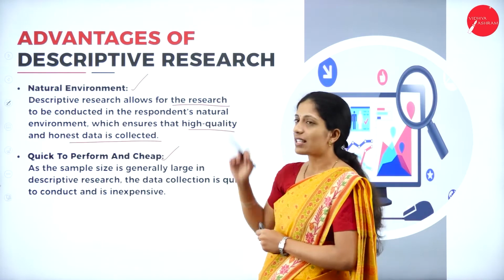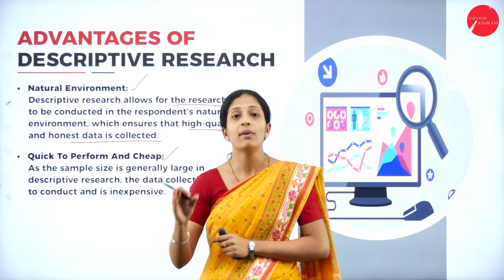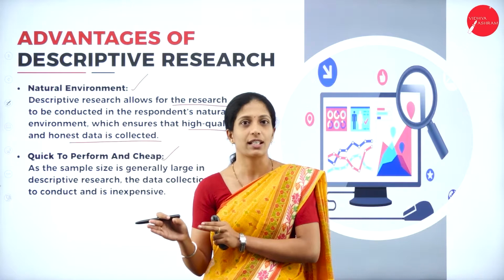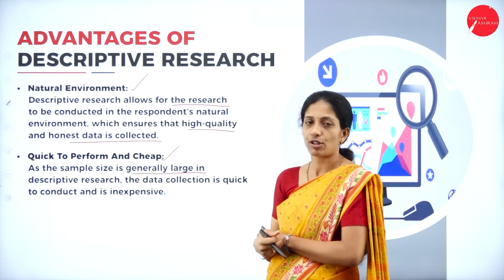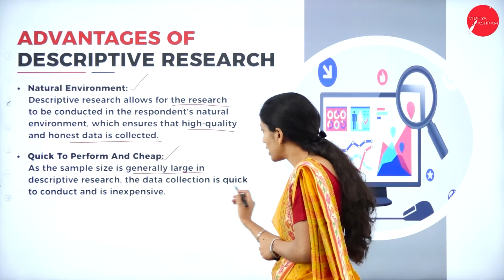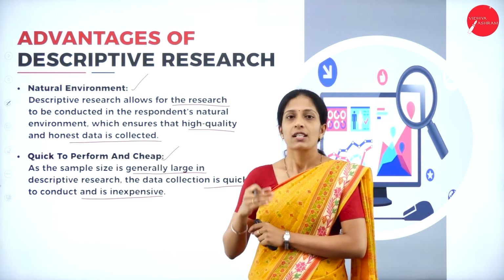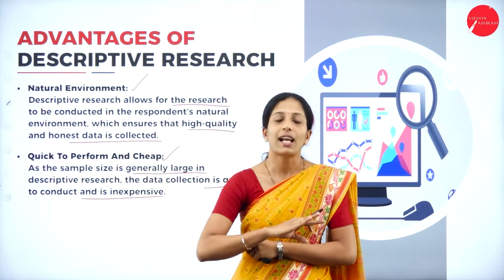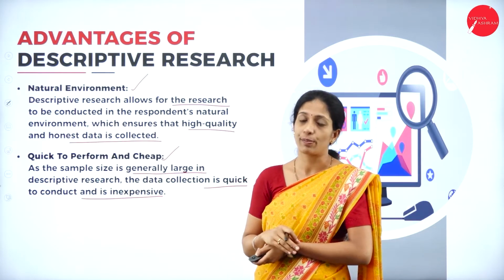The next one is that it is quick and cheap to perform. Under descriptive research, the research activity is very cheap, and at the same time it is very quick to perform, because we will get the exact results. We are going to draw the conclusion from that particular information. As the sample size is generally large in descriptive research, because we are going to conduct research on a whole population, the data collection is quick and easy to conduct as well as very inexpensive. Because we need not process that data, whatever data has been collected, we can go through that and get the exact result also, and the accuracy of the data will also be very good.